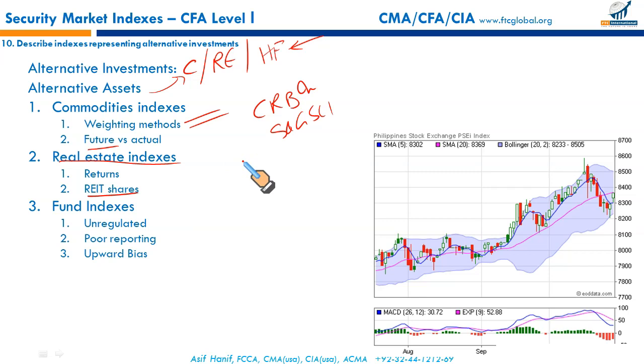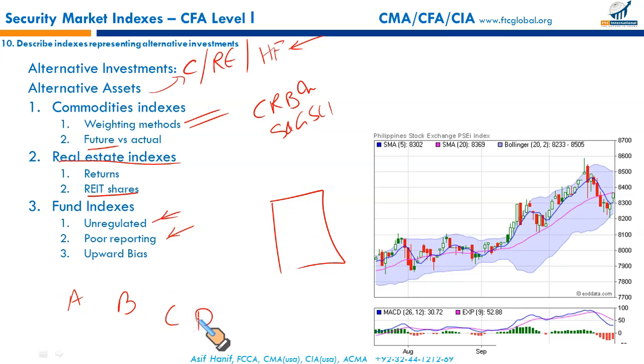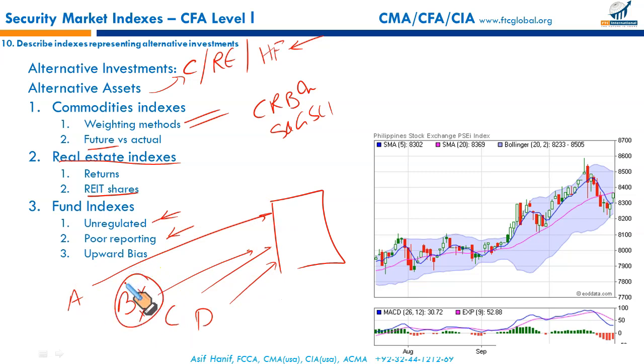There are certain issues with hedge fund indices. First of all, they are unregulated and not required to report, so there is poor reporting. Let's say you have constructed a hedge fund index and there are maybe four hedge funds included in it. Since reporting is not mandatory, those who have not performed well might not report their returns. Only those funds that have generated good returns will report, because disclosing bad returns would reflect badly on their performance. This is the reason there is an upward bias in fund indices.